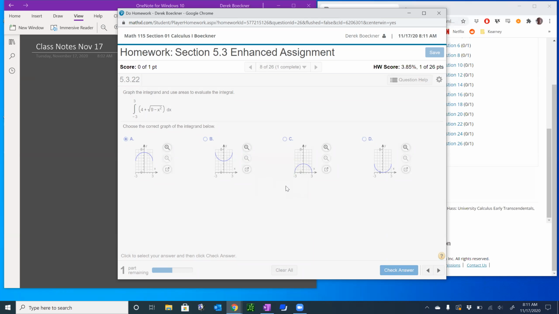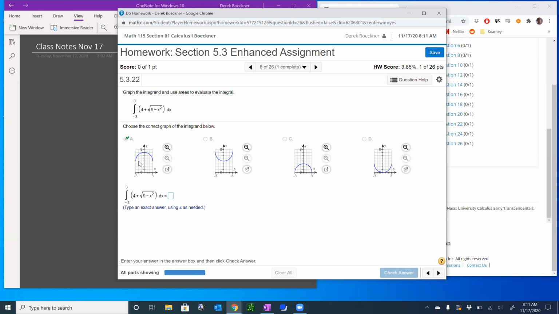Okay, so geometrically, how would I find this area? Well, I would find the area completely under the circle, just this 4 by 6 rectangle, that's 24. So it's going to be 24 plus the area of half the circle. It's a radius 3 circle, so 3 squared times pi over 2. So it's going to be 24 plus 9/2 pi. Does that make sense?